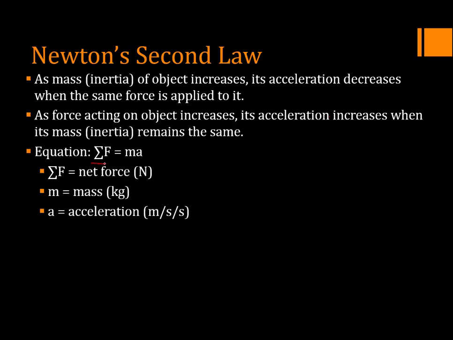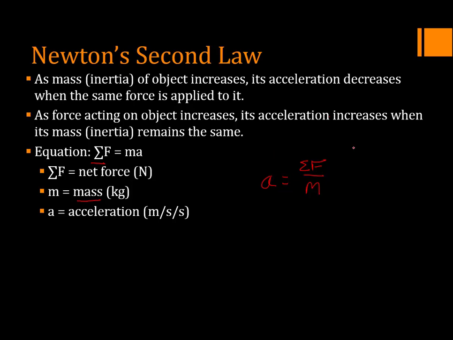Remember, that sigma, that's the symbol for sum of, or net force, it's the total force. Mass is how much matter is actually being accelerated, or what the force is acting on, and acceleration is its rate of change of velocity. You might also see this written as acceleration equals net force divided by mass. Those are the exact same equations. On this one it might be easier to see: as mass increases, acceleration decreases. As net force increases, acceleration increases.